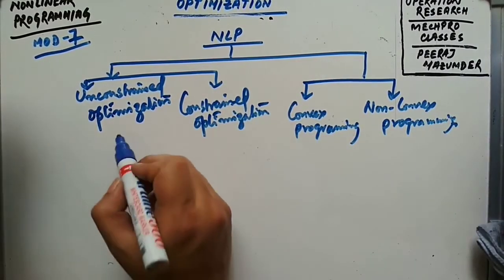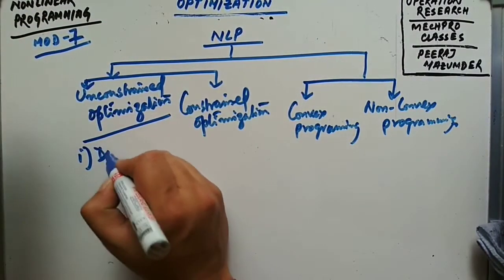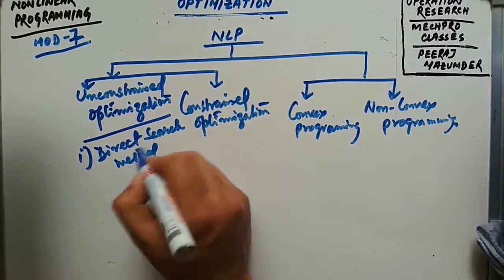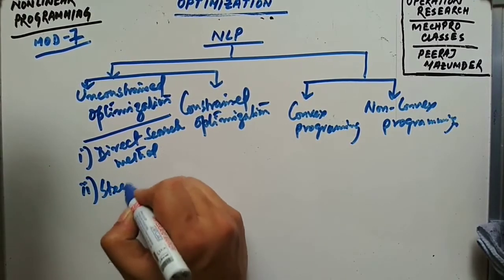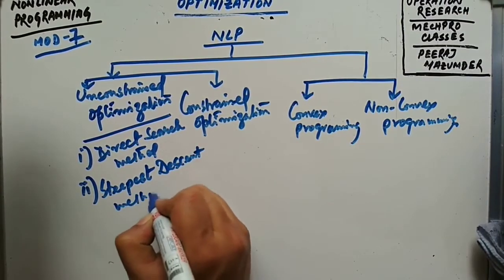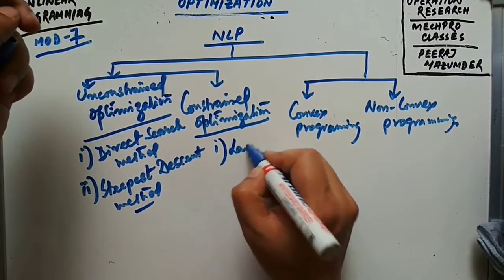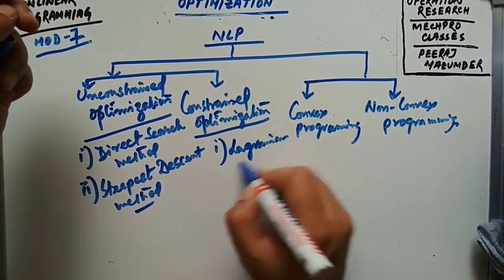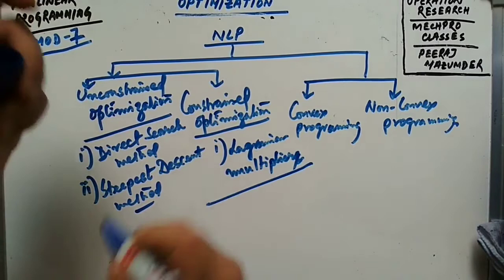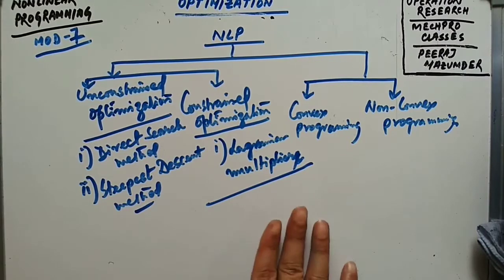Now in unconstrained optimization, we have two main techniques in our syllabus: the direct search method and the steepest descent method. And under constrained optimization, we have only Lagrangian multipliers. So this is the classification of different NLP problems.